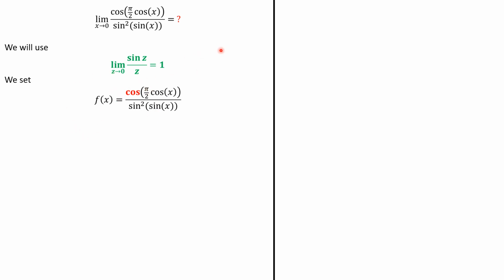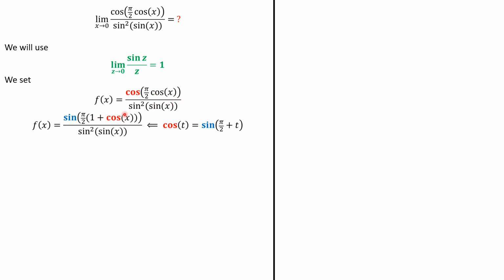We start with the first cosine here in red. We know that cosine t is also sine of pi over 2 plus t. So this is going to be sine of pi over 2 plus pi over 2 cosine x. But we can factor as here.